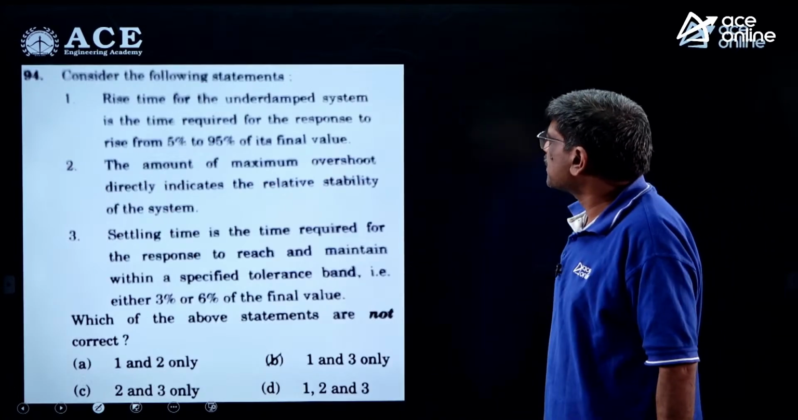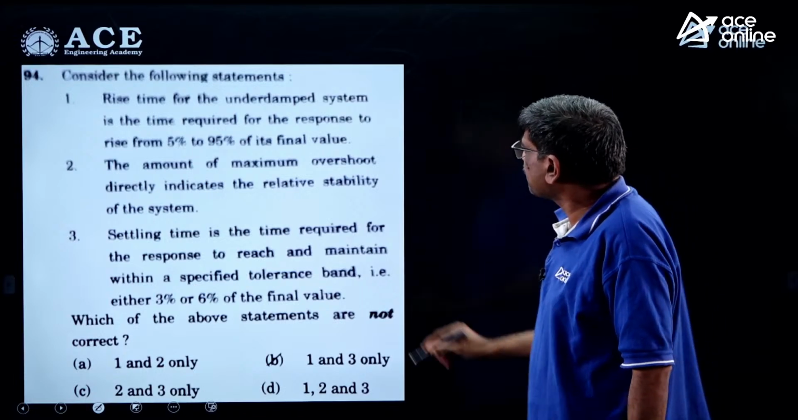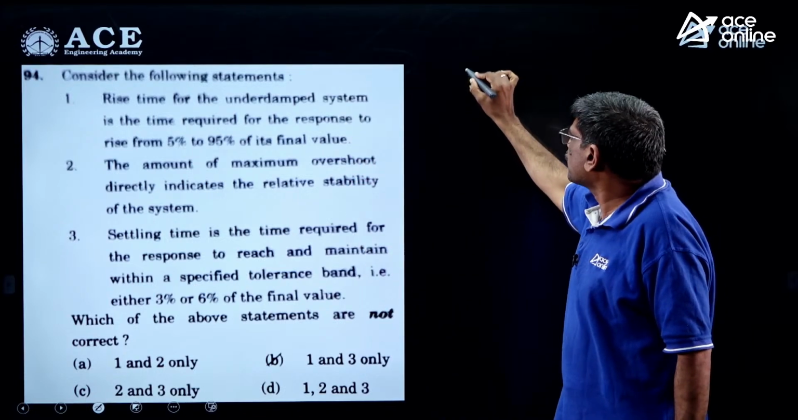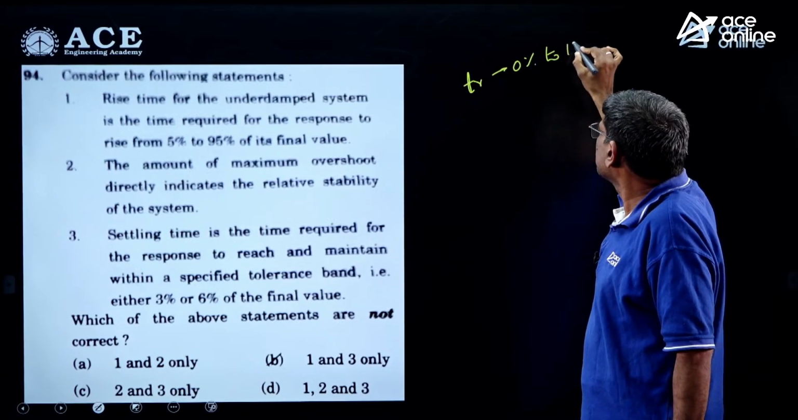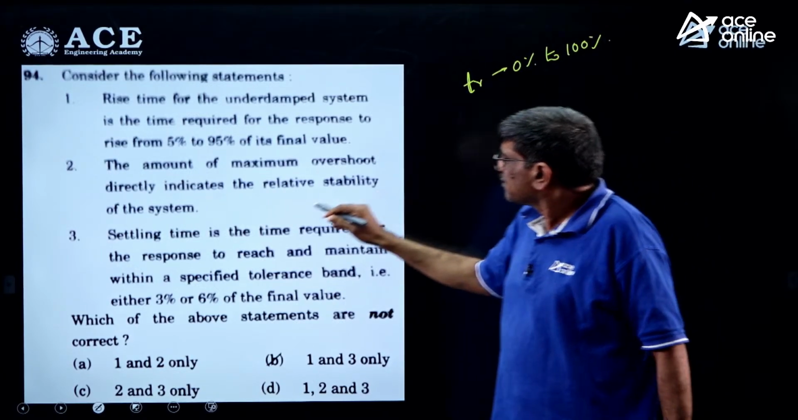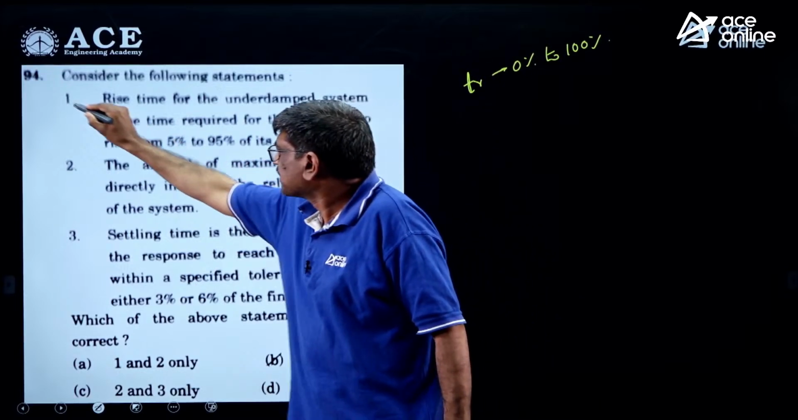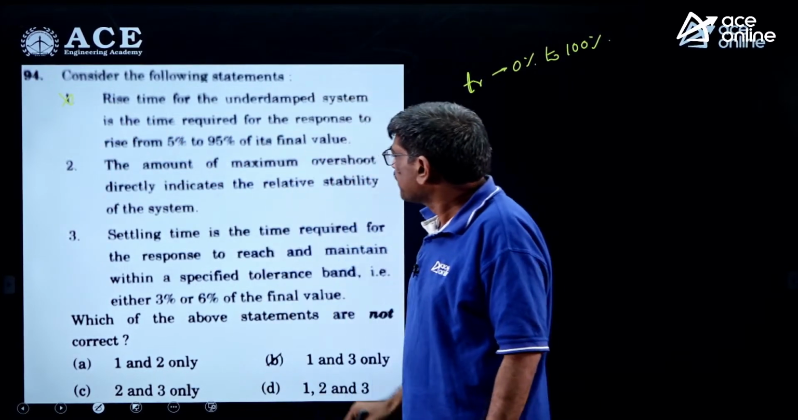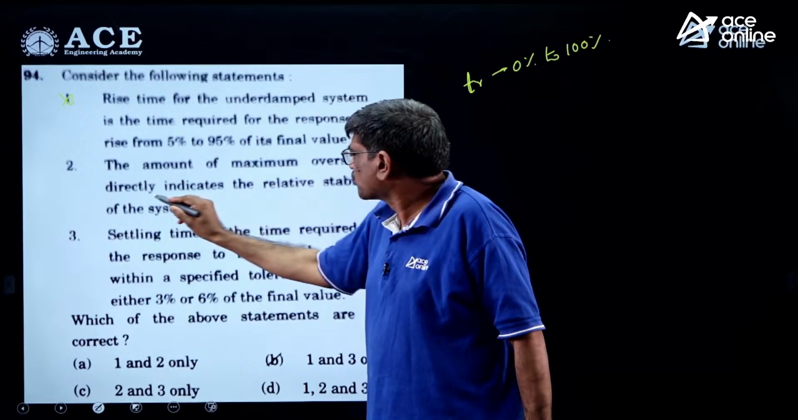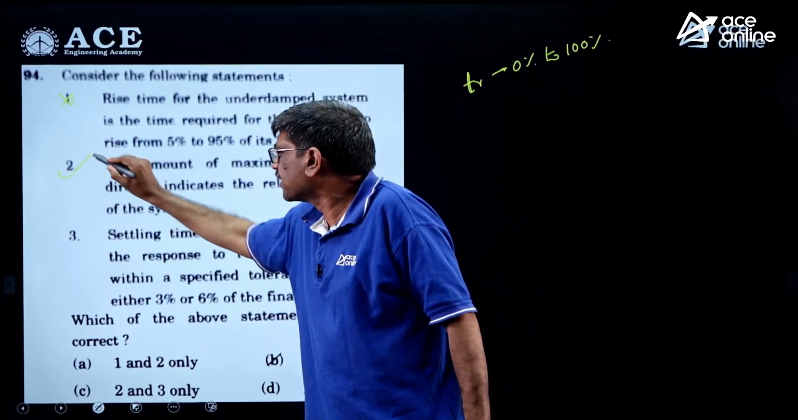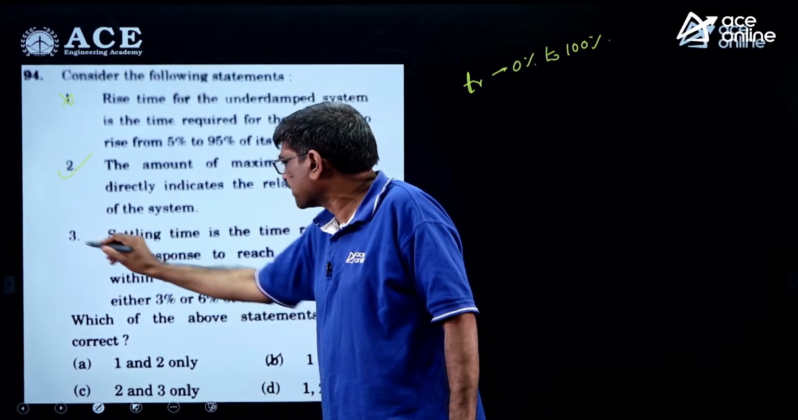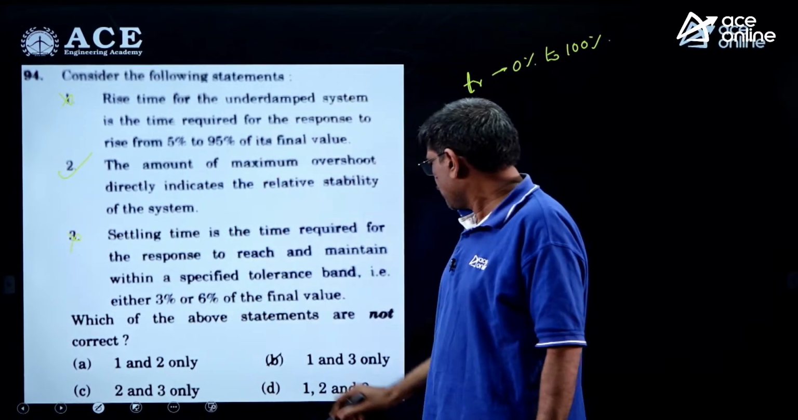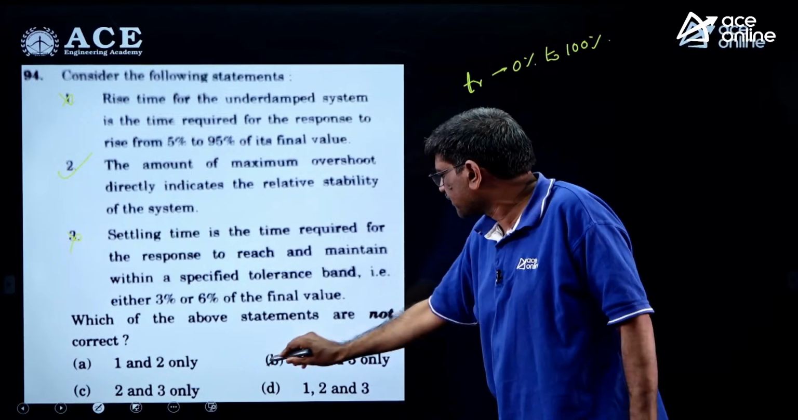Next one, consider the following statements. Rise time for underdamped is 0 to 100%, TR is 0% to 100%. But here it is given 5 to 95%, so the first one is wrong. And the maximum overshoot directly indicates relative stability, that is 100% correct. Settling time is 2% and 5%, that means the third one is wrong. Which of the statements are wrong? 1 and 3 are wrong.